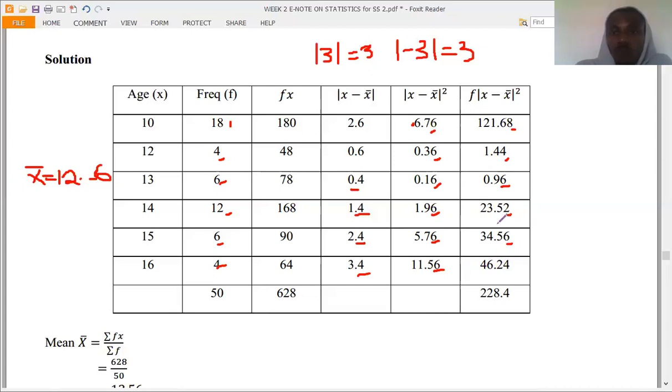Then take the summation of all of these. 121.68 plus 1.44 plus 0.96 plus 23.52 plus 34.56 plus 46.24 will give 228.4. We've done this earlier to get the mean of the data, and now we can go ahead and apply the formula.